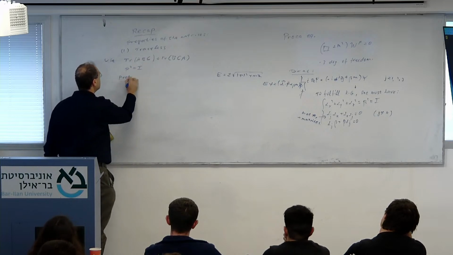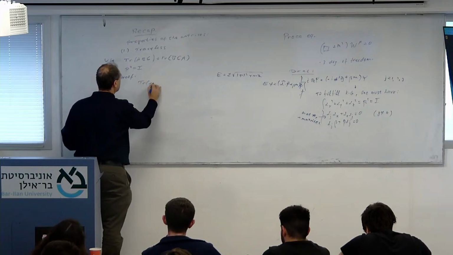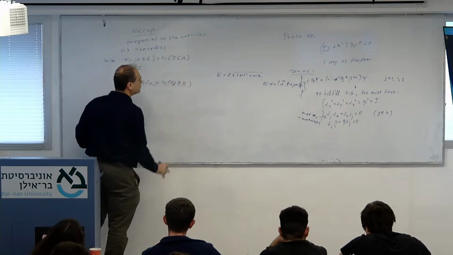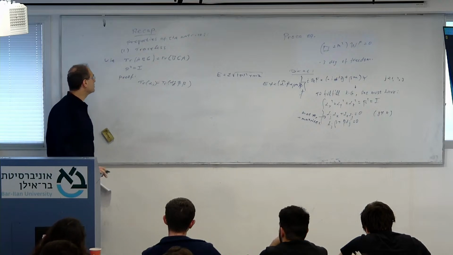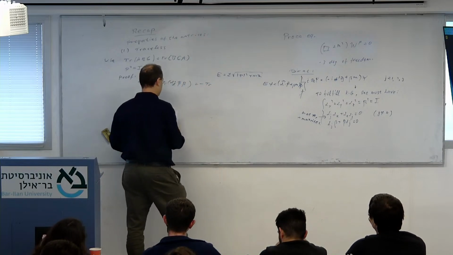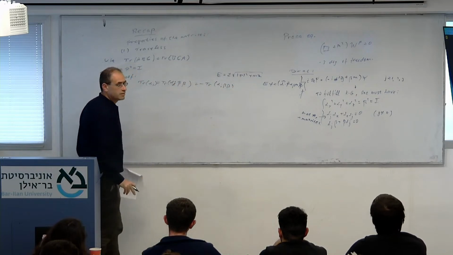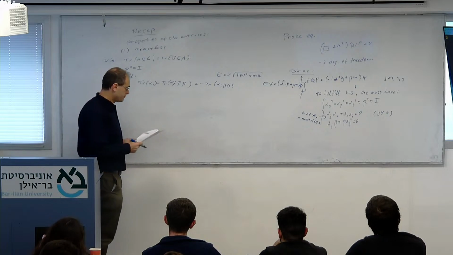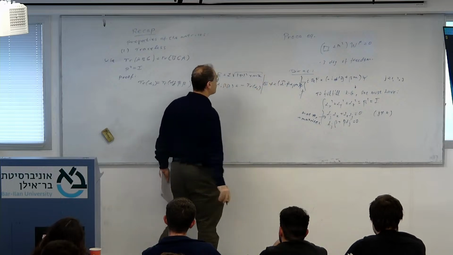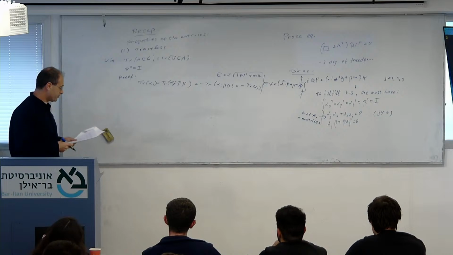So proof, right? Trace of alpha i is equal to trace of alpha i times beta squared, right? Because beta squared is I, which is equal to minus trace of alpha i beta because of that, which is minus trace of alpha i. So that's the first property.